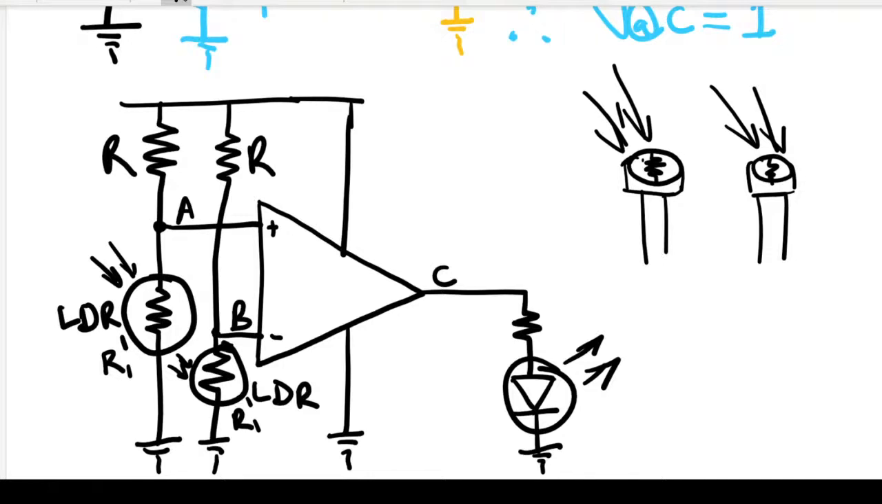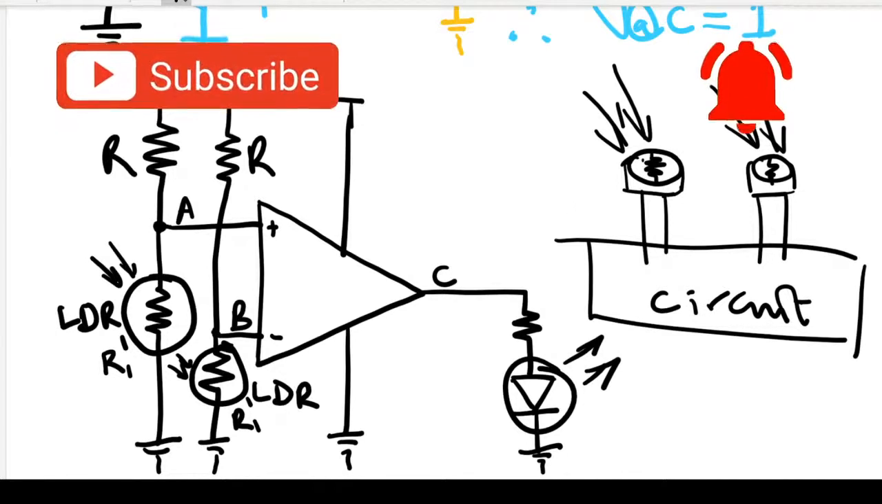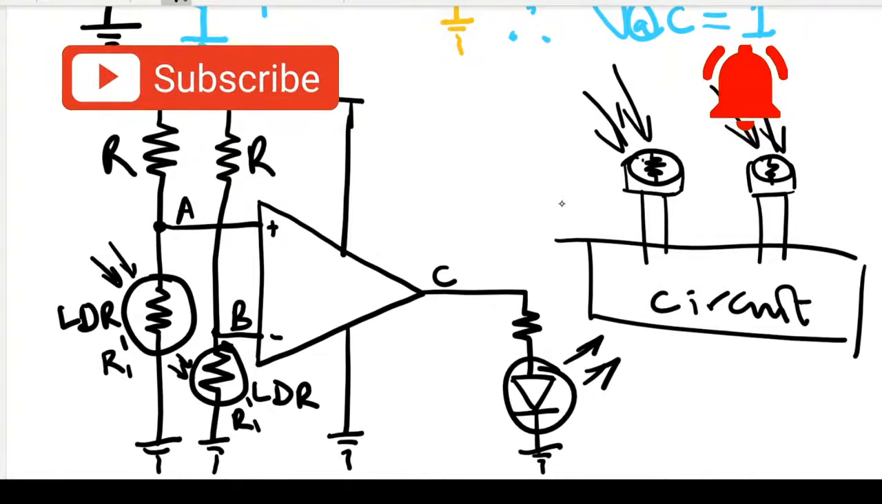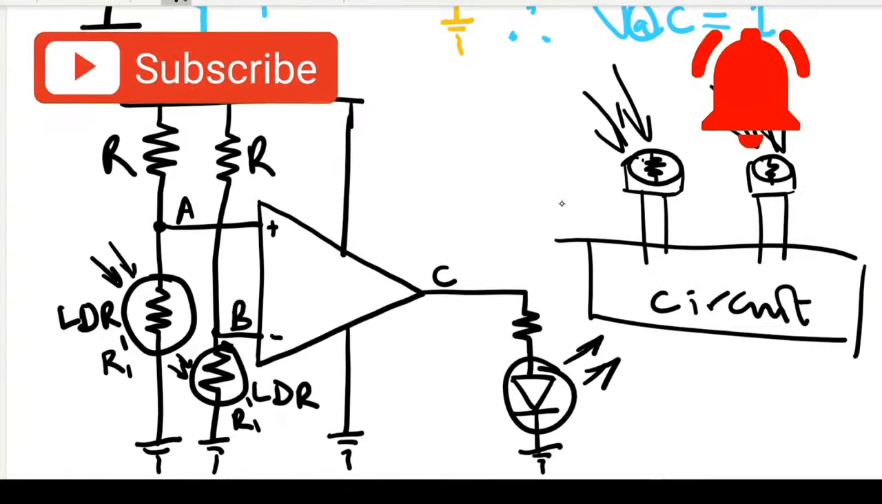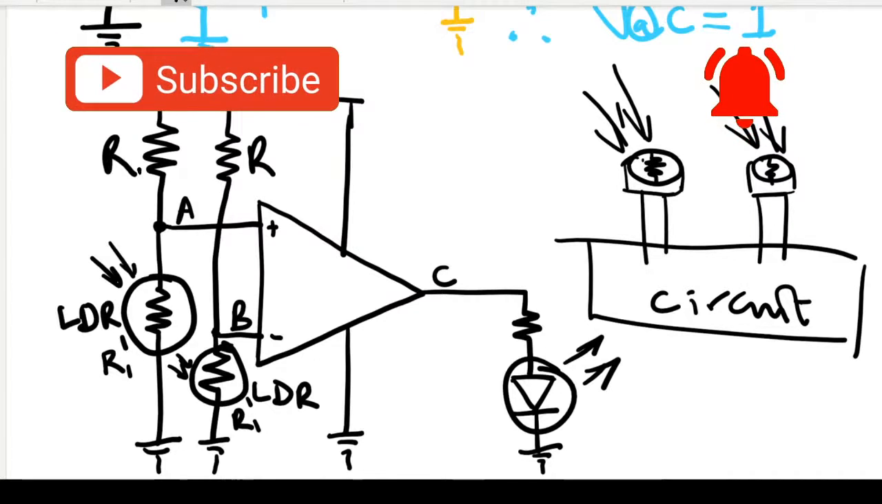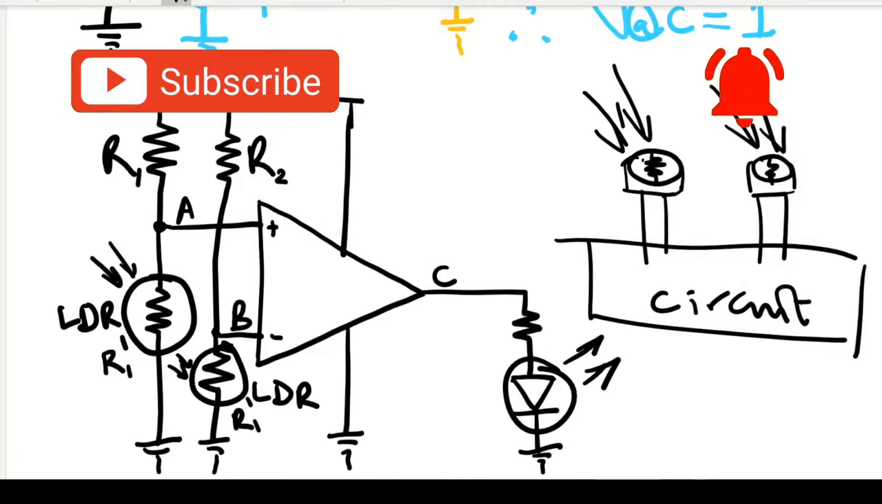Correct. When you expose these two, and then this will of course go into the circuit, when you expose these two to light, the condition of the output will depend on the amount of light falling on each. When they are equal, the output will be high. Let's call this, why don't we just give it a number? Say R1 and R2.